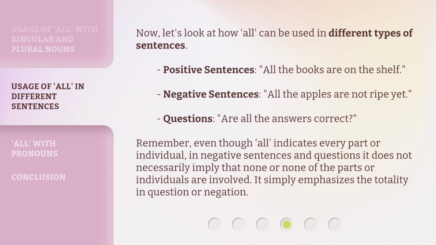Remember, even though all indicates every part or individual, in negative sentences and questions it does not necessarily imply that none of the parts or individuals are involved. It simply emphasizes the totality in question or negation.